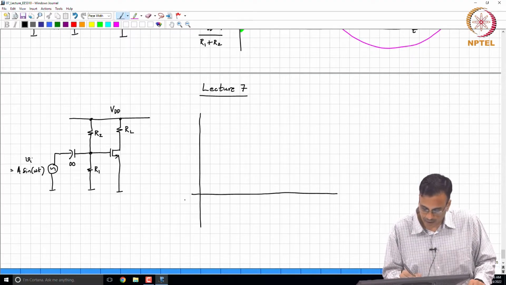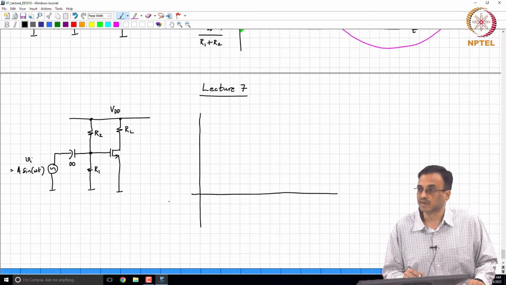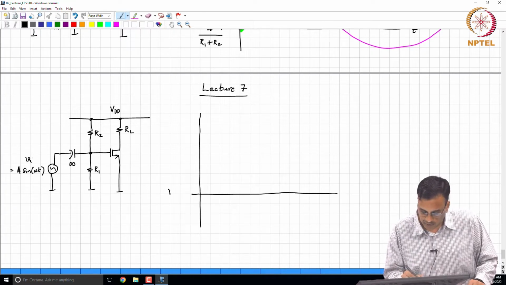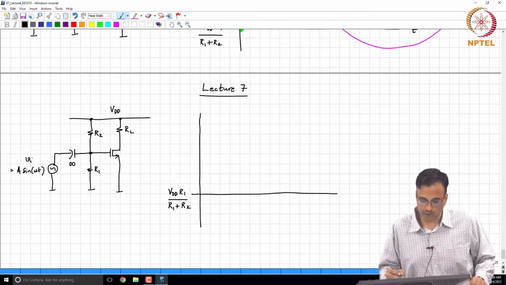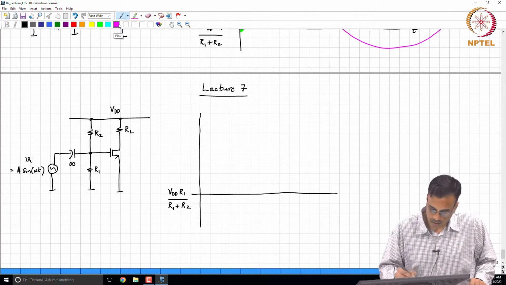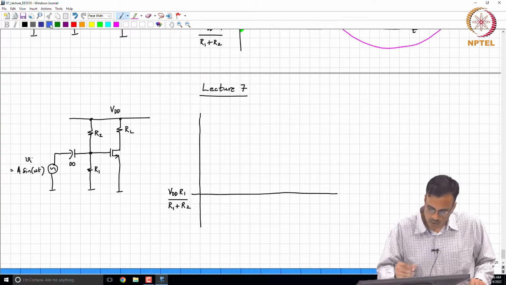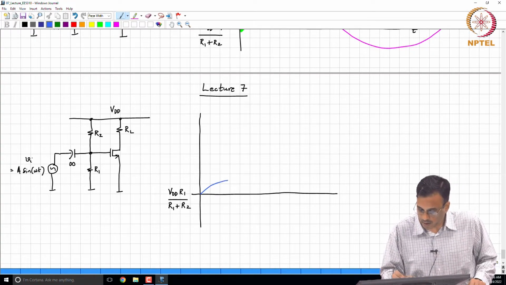At the gate, the total waveform will be the sum of the quiescent quantity and the incremental quantity. The quiescent value is VDD times R1 by R1 plus R2, and on top of it now you are going to have a sinusoid with amplitude A.